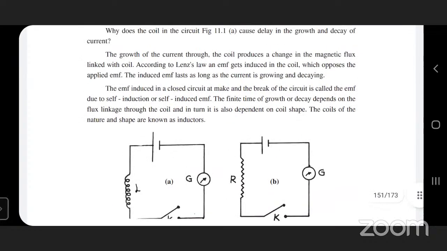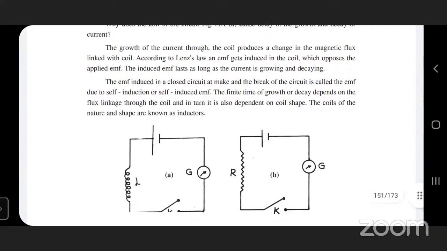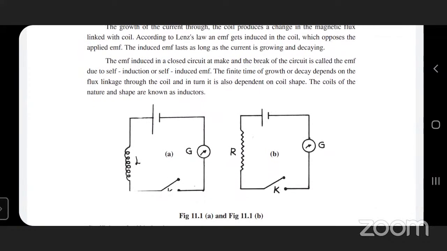That is the case. The growth of the current through the coil produces a change in the magnetic flux, which is linked with the coil. According to Lenz's law, an electromotive force is induced in the coil, which opposes the applied electromotive force. The induced EMF lasts as long as the current is growing or decaying. The EMF induced in a closed circuit on making and breaking the circuit is called the EMF due to self-induction, or the self-induced EMF.